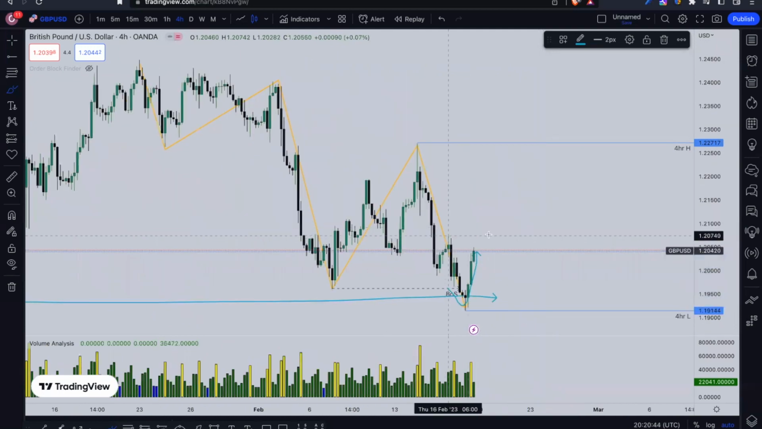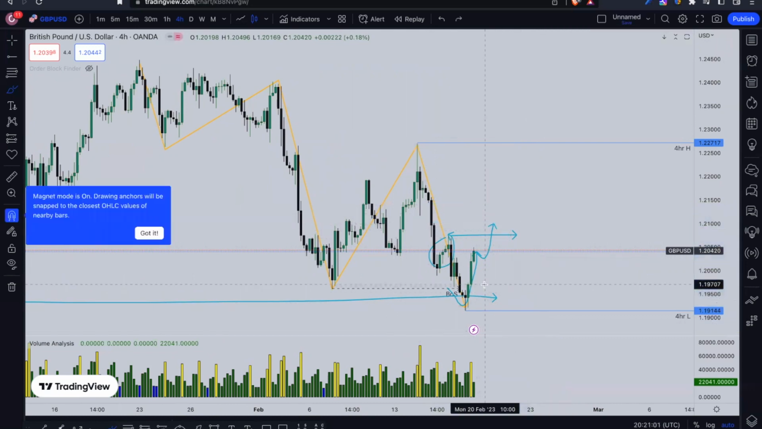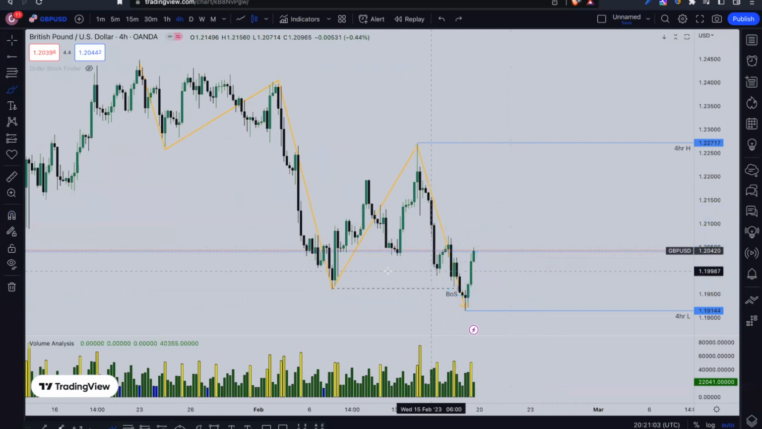And this is a possible target. This high may not hold, right? So we are looking for bullishness, taking out this high, right? Filling some imbalance within this area before we resume the sell. Okay, so here's what I'm thinking for the 4-hour time frame.